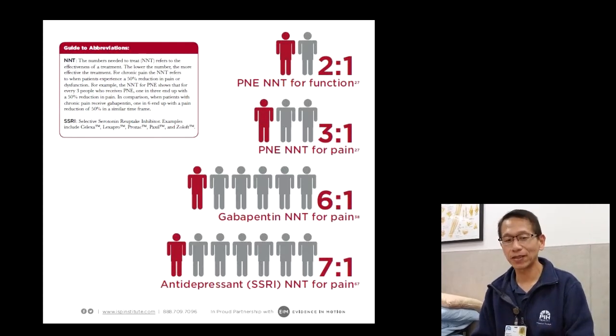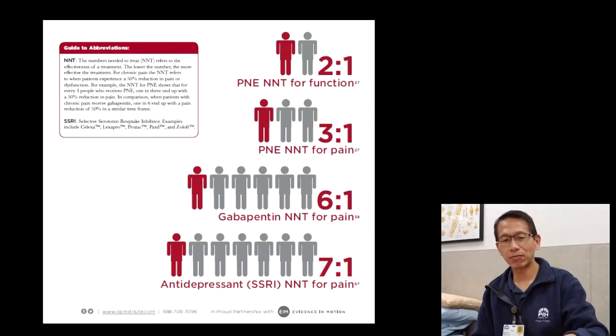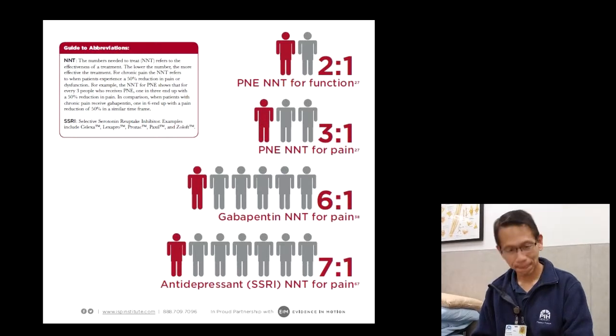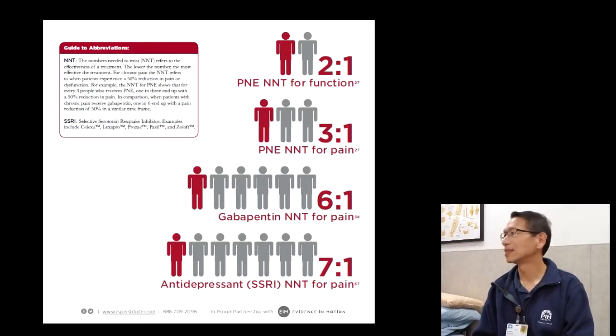Gabapentin, and this is the top of the best that medicine can offer, is 6 to 1. So I'm going to say that when they give them the gabapentin or the antidepressant, out of 7 patients on SSRIs, or 6 patients, 1 will benefit. And antidepressants is even less successful. And that's the best that medicine has to offer.